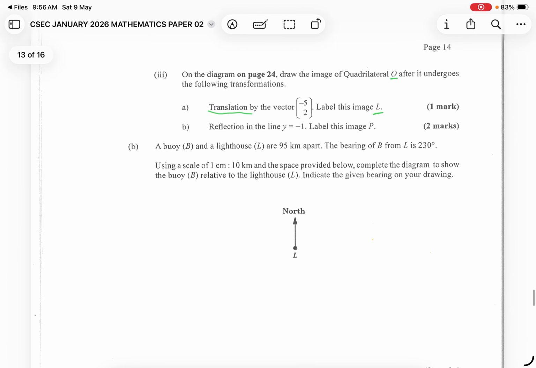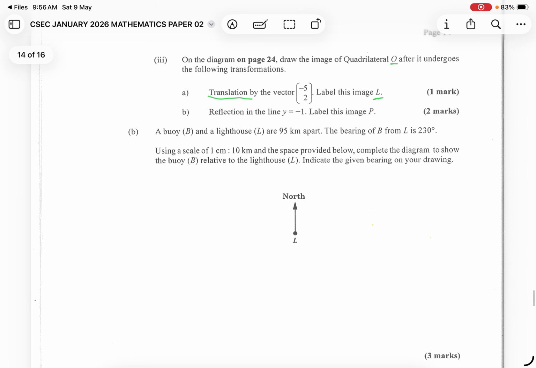What's next? Bearings. A buoy B and a lighthouse L are 95 kilometers apart. The bearing of B from L is 230 degrees. Using a scale of 1 centimeter to 10 kilometers and the space provided below, complete the diagram to show the buoy B relative to the lighthouse. Indicate the given bearing on your diagram.